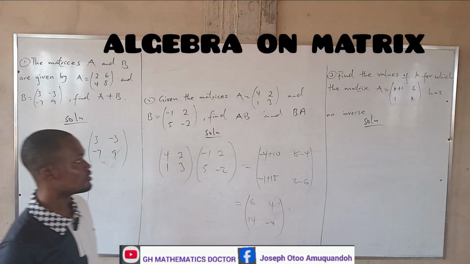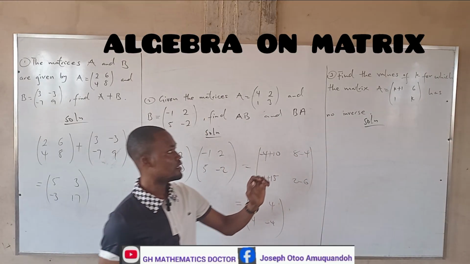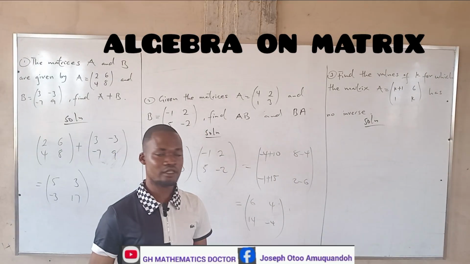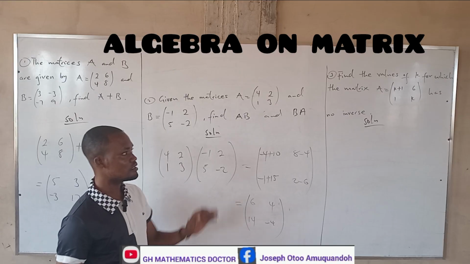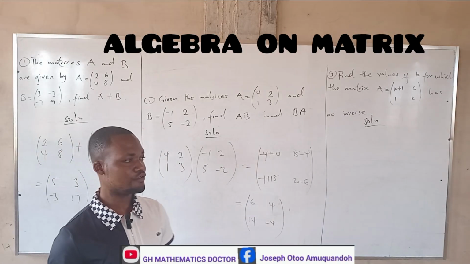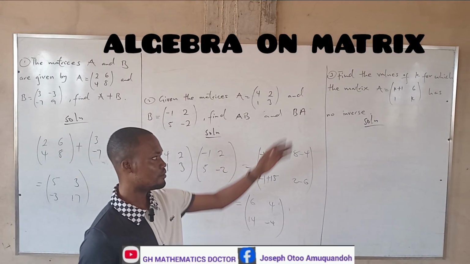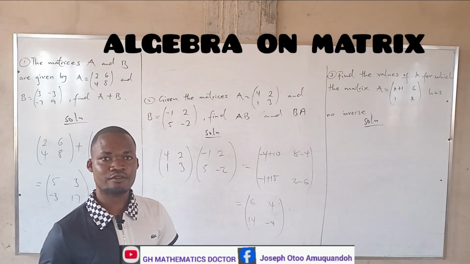Let's look at the final question. This one says you should find the value of k, and the matrix over here has no inverse. So whenever you get a question that says the matrix has no inverse, it means the determinant of this matrix is equal to 0. So first you need to find the determinant of the matrix and equate whatever you have to 0.